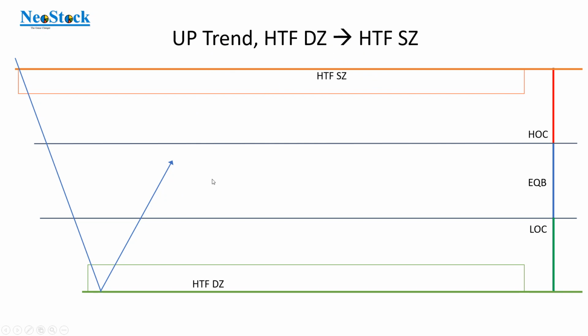Okay, now next third scenario. So far we discussed two scenarios. One is our LTF demand zone is low on the curve. Second scenario, our LTF demand zone is at equilibrium. Now let us discuss the third scenario. The third scenario is, let us assume our LTF demand zone is at high on the curve. Can we take the trade?